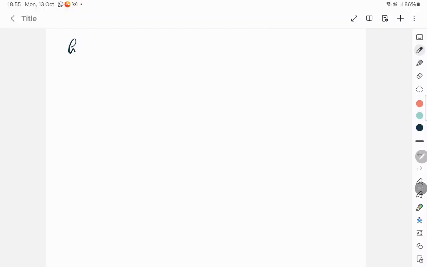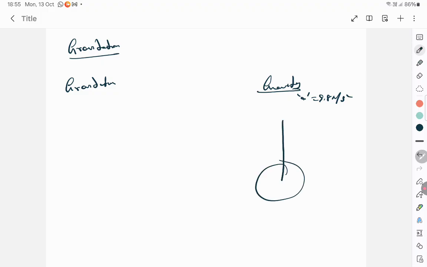Okay, this lesson is about gravitation. Okay, gravitation. What is gravitation? What is gravity? Understand the difference between gravitation and gravity. Gravity is the acceleration due to gravity, g, which is 9.8 meter per second square, with which the earth pulls any body towards its center.